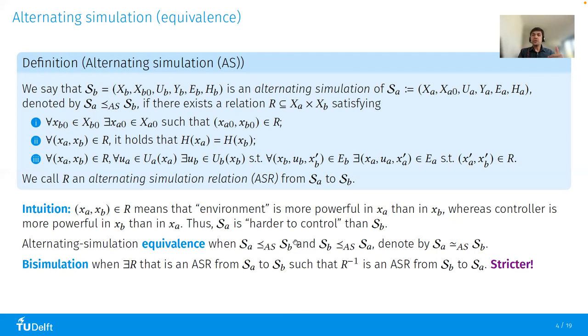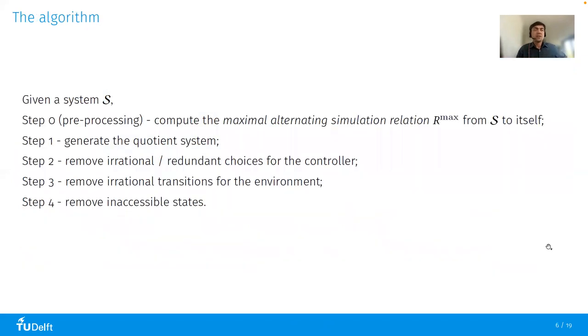Therefore, we have more degrees of freedom to minimize the system if we use the equivalence rather than bisimulation. What is our algorithm? We take a system S and we do a pre-processing, and then we apply 4 steps. Step 0, the pre-processing, is to compute the maximal alternating simulation relation from S to itself. Then we generate a quotient system. We remove irrational or redundant choices for the controller. Then we look on the environment side and remove its irrational transitions, and then remove the inaccessible states that remain.